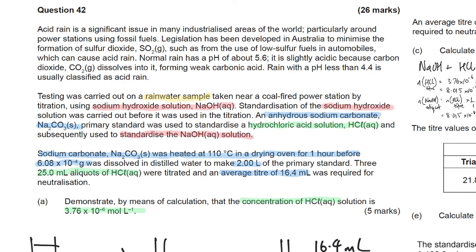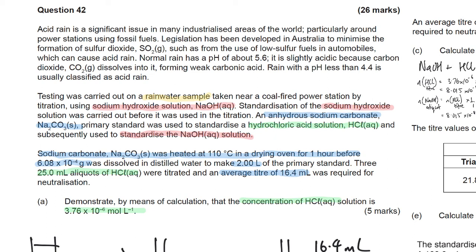So next question is about acid rain. Acid rain is bad from the gases from burning of fossil fuels, and it makes the rain acidic. So now that's the first paragraph. Let's have a look at the second paragraph over here. Testing was carried out on a rainwater sample. That's our first chemical. Taken near a coal-fired power station by titration using sodium hydroxide solution. So that's sodium. That's our second chemical.